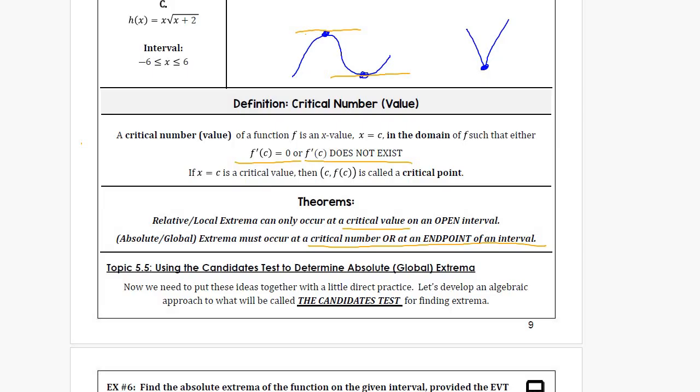So this is what we can do to find absolute mins and maxes, what we call the candidates test. A candidates test basically allows us to find our critical values first, because those are going to be the candidates for our absolute mins and maxes. We then need to test and see which one of those is actually the biggest or the smallest. But do remember that we also have to include our endpoints for these problems.